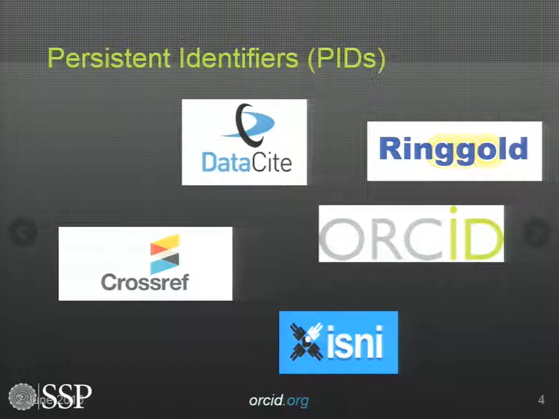These are some of the persistent identifiers that you will, I'm sure, all be familiar with, and you'll be hearing about three of these: ORCID from myself, and then Ringgold and DataCite from Christine and Laura shortly.